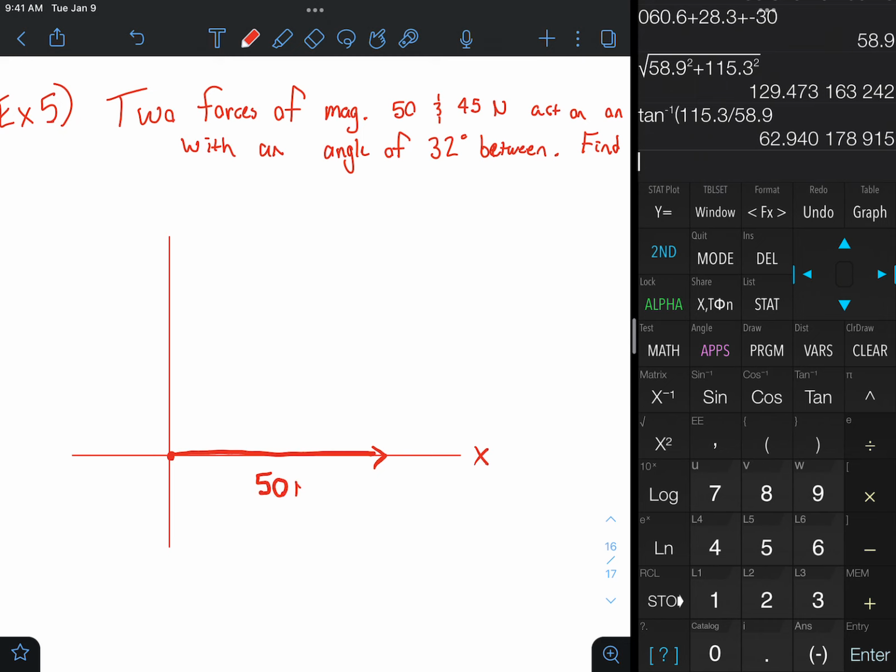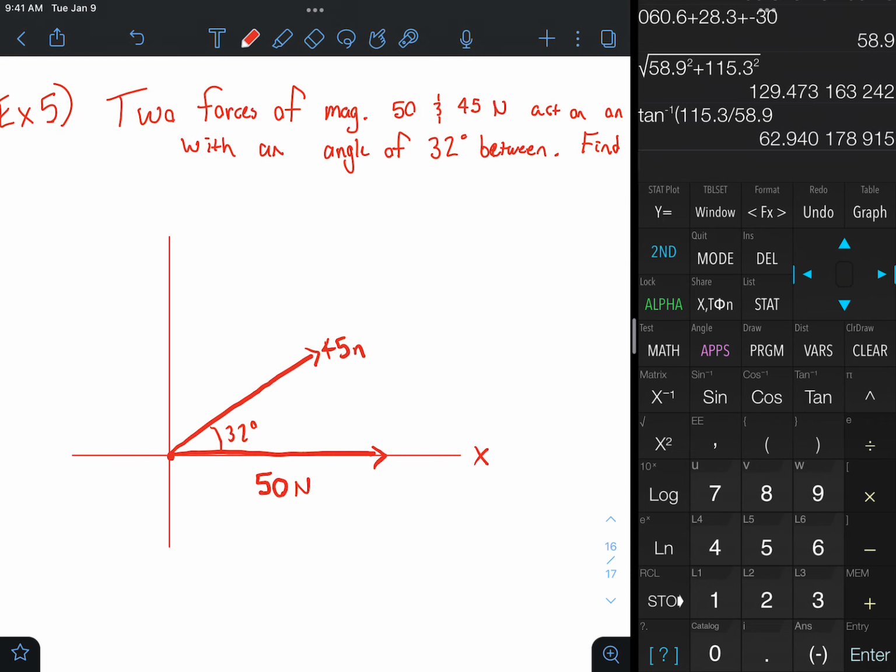And then put the 45 newtons between. Oh, and it's at an angle of 32. Let me make it a little bit smaller, so this one's not quite as long. That's 45 newtons, and then the angle between them is 32 degrees.